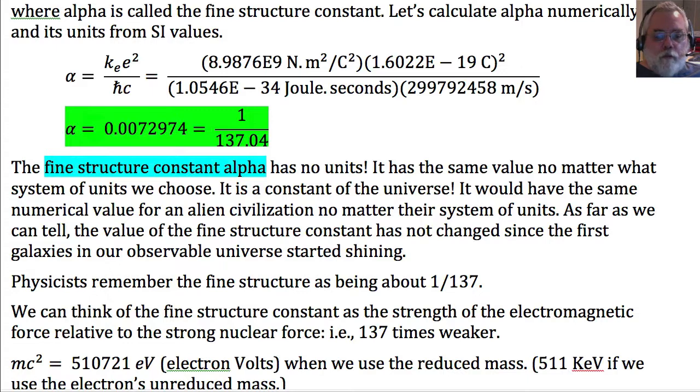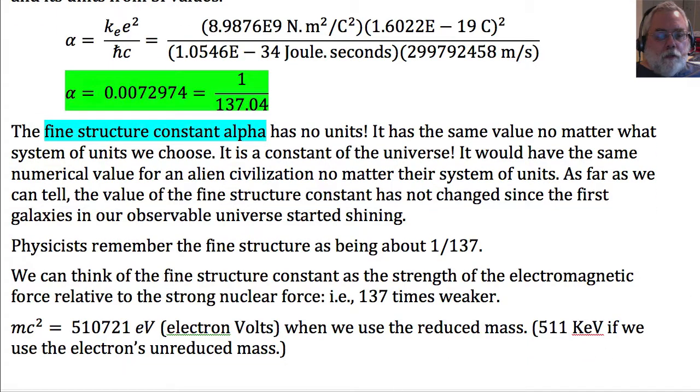mc squared is the rest mass energy of the reduced mass of the electron, and it is almost 511,000 electron volts, and it would be 511,000 electron volts if we use the electron's unreduced mass.